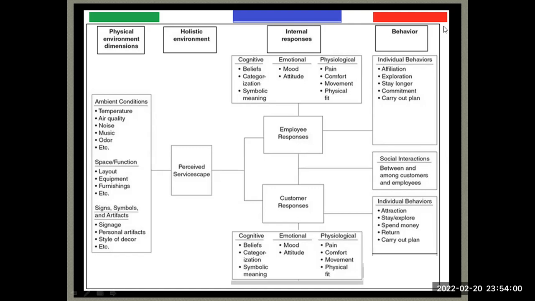signs, symbols and artifacts. So if you go to any organization, any branch, any retail outlet, you will see there is a very good combination of temperature, air quality, noise, music, odor. Then in that organization you will also have very good layout, very good equipment, very good furnishing. In that organization you also see a lot of signage, a lot of personal artifacts, and a lot of decorations.